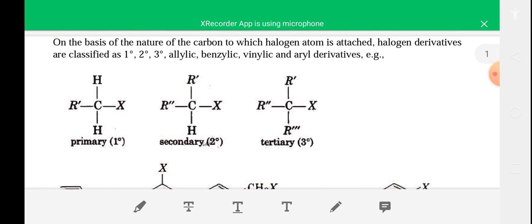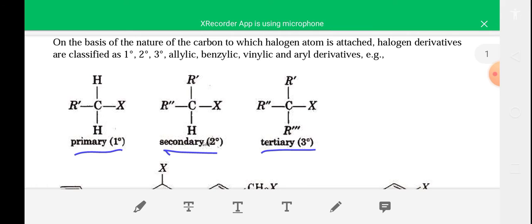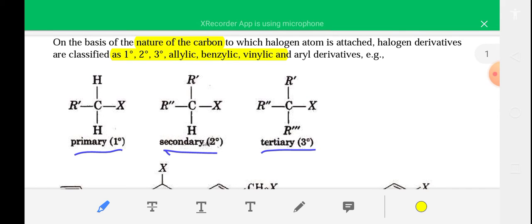Now the second type of classification is primary or 1 degree, secondary or 2 degree, and tertiary or 3 degree. On the basis of the nature of the carbon to which the halogen atom is attached, halogen derivatives are classified as 1 degree or primary, 2 degree or secondary, 3 degree or tertiary, or allylic, benzylic, vinylic, arylic. These are different types of haloalkanes and haloarenes based on the nature of the carbon atom to which the halogen atom is attached.